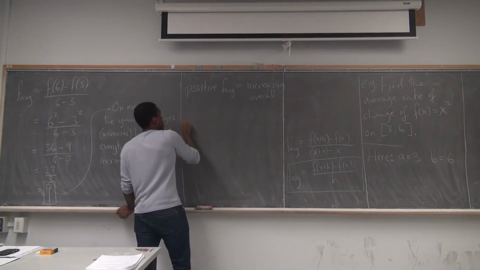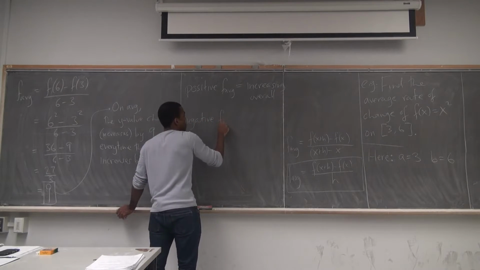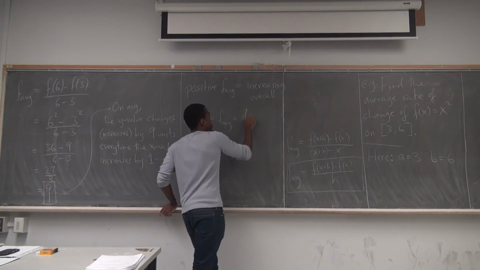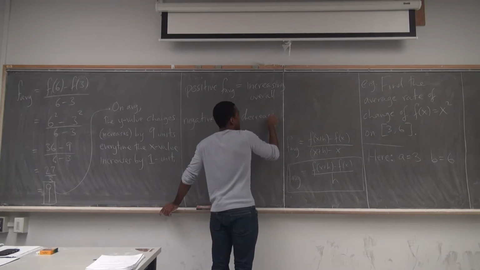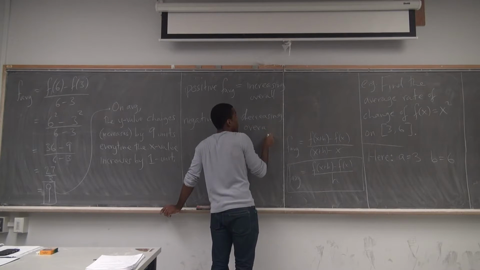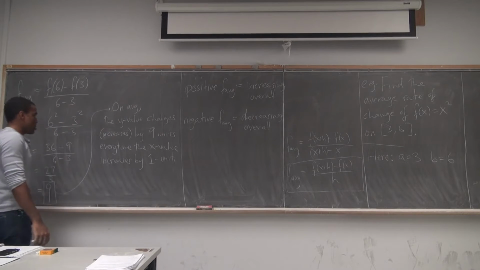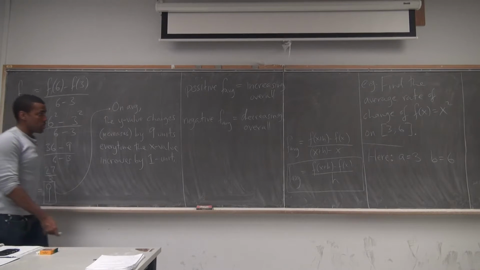On average, negative f average means decreasing overall. That means the y value is getting smaller every time the x value is getting larger. So this is just talking about how the y value is moving on average.